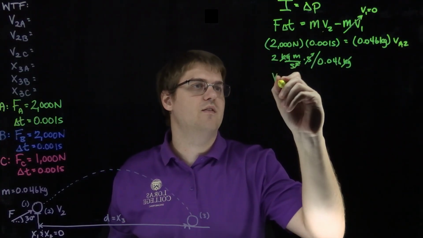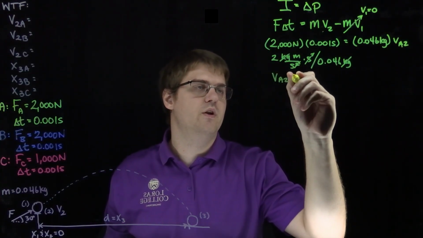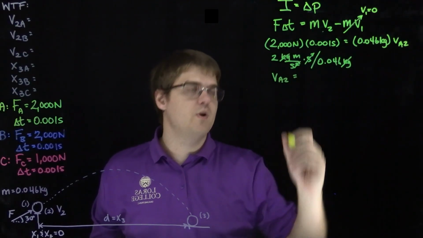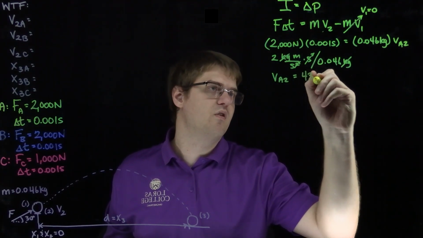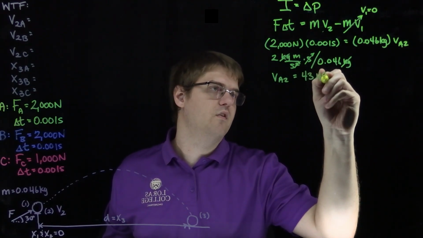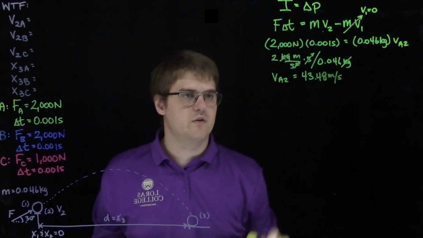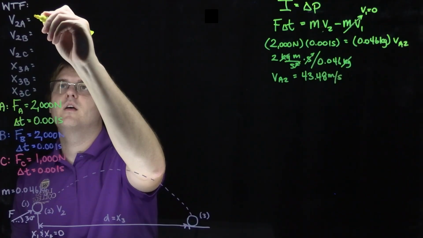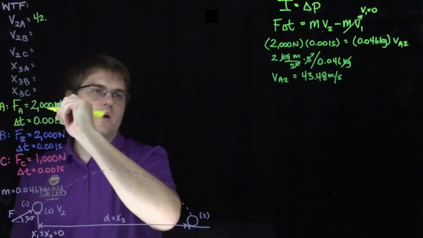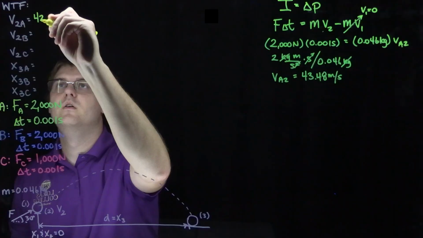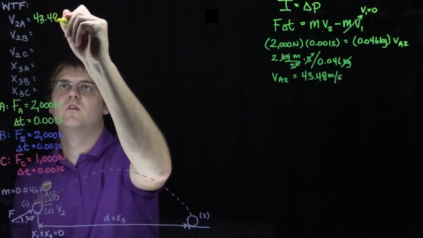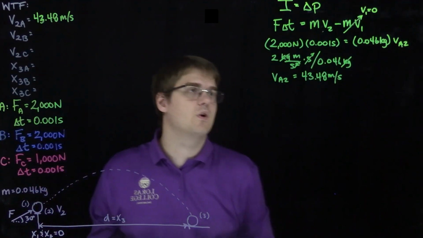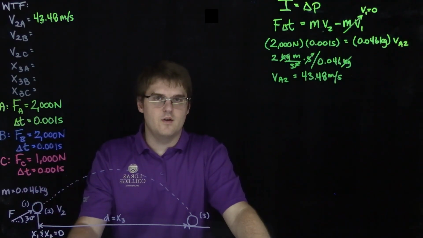And I get my velocity of A at time 2 is going to be equal to 43.48 meters per second. So I can go ahead and write that up here as 43.48 meters per second. Let me double check since I misspoke. It is 43.48. We're good.